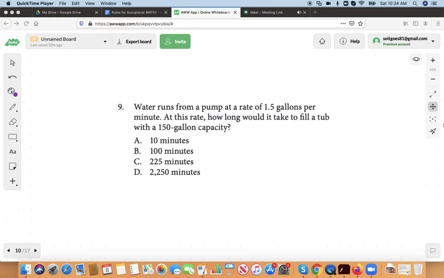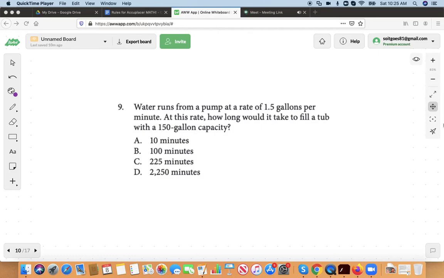It's helpful knowing what all these terms mean here. So we've got a tub. It's got 150-gallon capacity. It holds 150 gallons, okay? And the water's running from a pump at a rate of 1.5 gallons per minute. Does that make sense so far? Yes. Okay, great. Again, I don't want to think about math operations. I don't want to think about math, honestly. I just want to think about this tub, and I want to think about the water. You know what I'm saying?